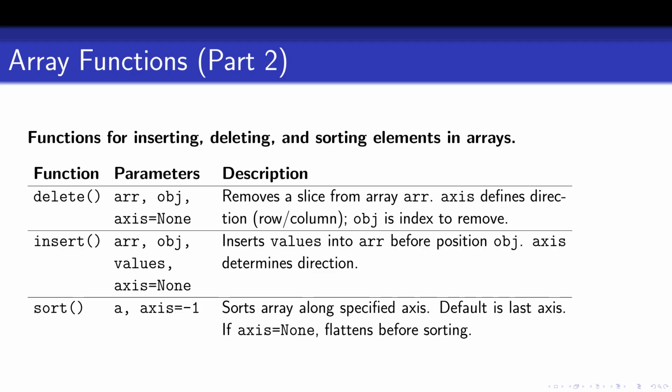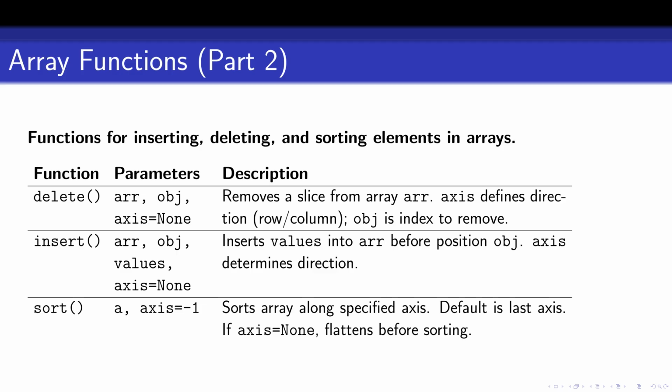In addition to creating arrays, NumPy provides tools for inserting, deleting, and sorting array elements. These operations help reshape or adjust arrays without starting from scratch. The delete function removes elements at specified indices along a given axis, while insert allows you to place new values into an array before a selected index. The sort function arranges values in ascending order, and you can choose the axis or flatten the array entirely for sorting.